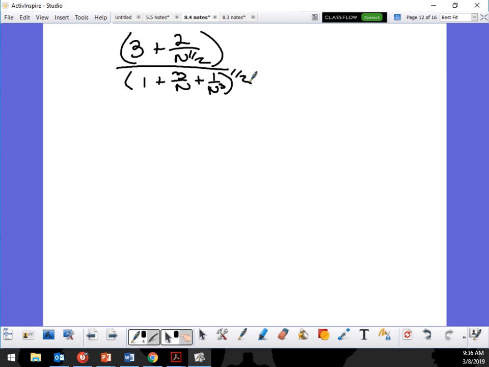Alright, and this is my 1 over n here, all over. Now, so this is going to be my a of n, and this is my b of n. So this is what I'm comparing it to. I'm comparing it to 1 over n, my divergent harmonic. So from here, I'm going to go ahead and take the limit now.